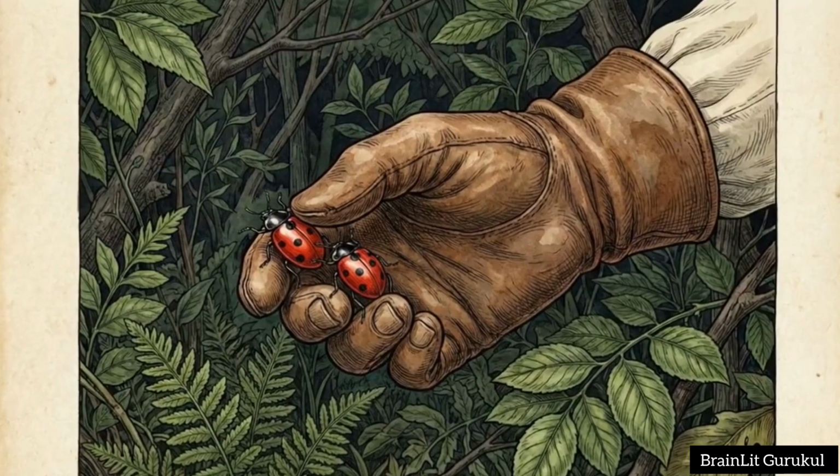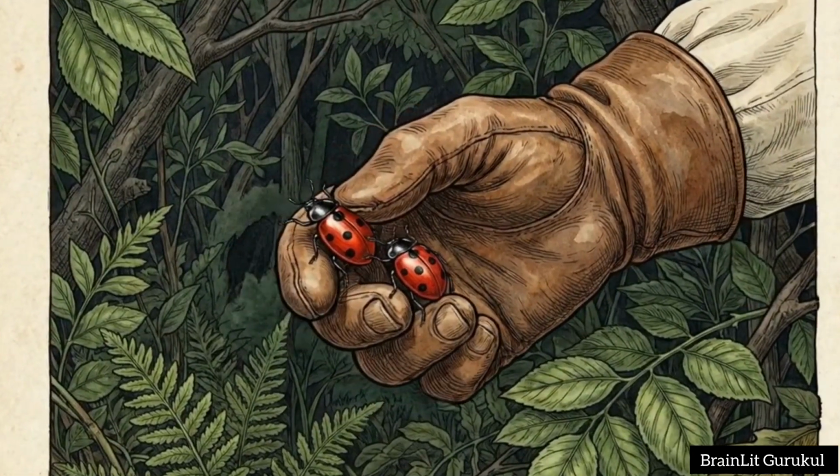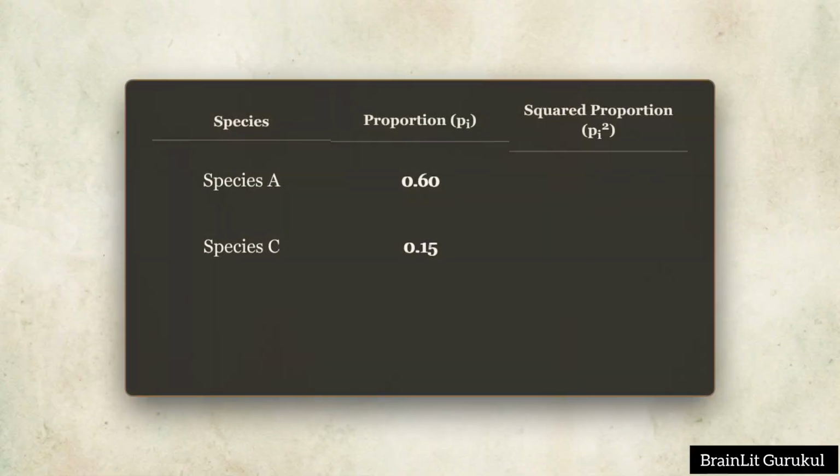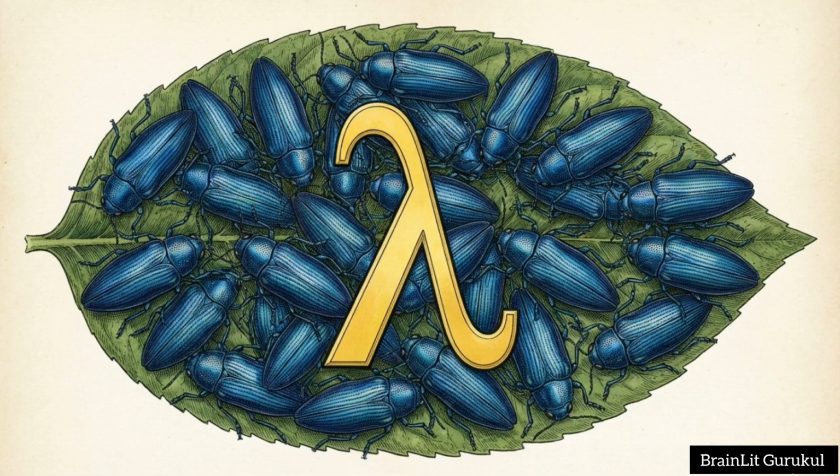It asks, if you pull 2 individuals at random from a habitat, what is the probability that they belong to the same species? To find this probability, Simpson's formula squares the proportional abundance of each species. Squaring decimals significantly affects the results. Large proportions remain relatively high. 0.60 squares to 0.360. However, small proportions diminish. A 15% population share drops to 0.023 in the final sum. The output of this sum is called lambda, representing dominance. A higher number indicates that a few species are dominating the total population.